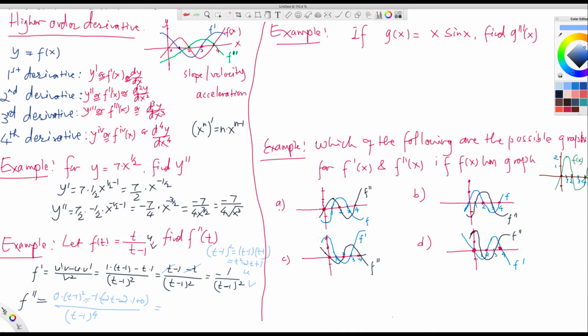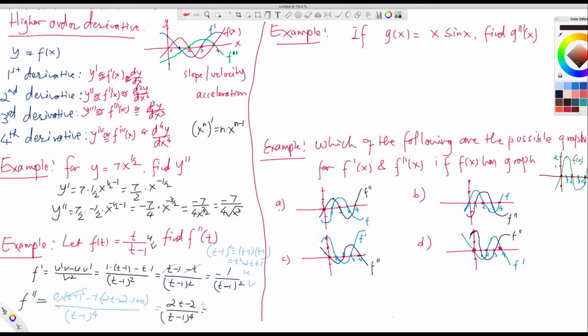If you simplify that, what do you get? The first term is 0, right? And then the second term is a positive, because negative times negative 1 is positive. So twice t minus 2, divided by t minus 1 to the 4.